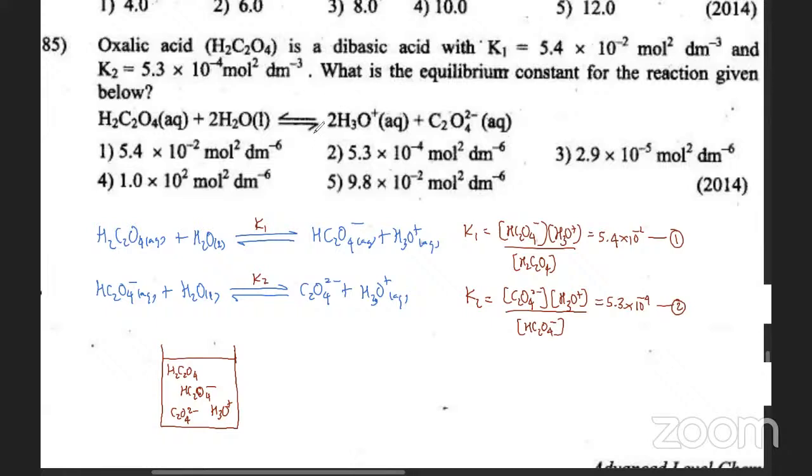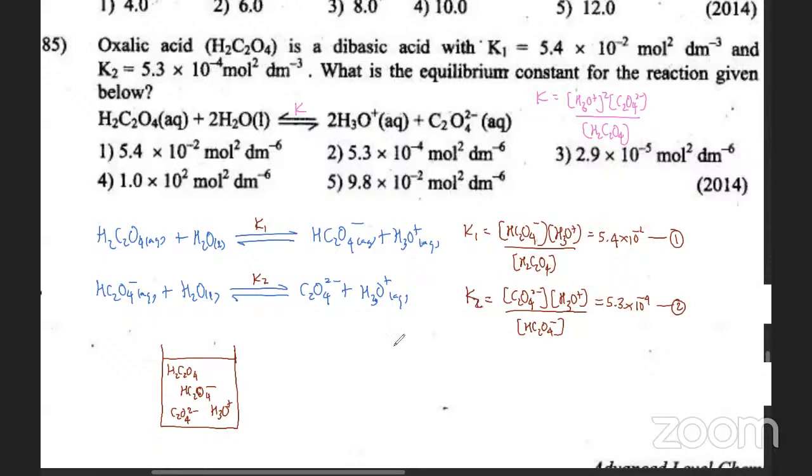Now this one, they are asking for equilibrium constant of this equilibrium. We'll take this as K. Now what is K, people? K is equal to concentration of H3O plus squared concentration of C2O4 2 minus divided by concentration of H2C2O4. So if you want to get K, what should I do? H3O plus squared means there's only one way, multiplying 1 and 2. Yeah, multiplying 1 and 2.